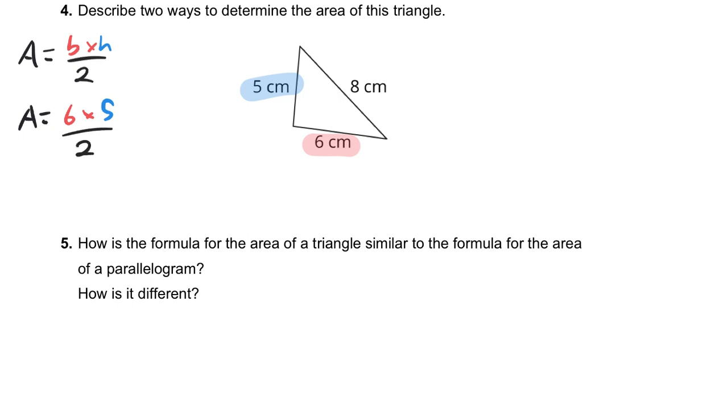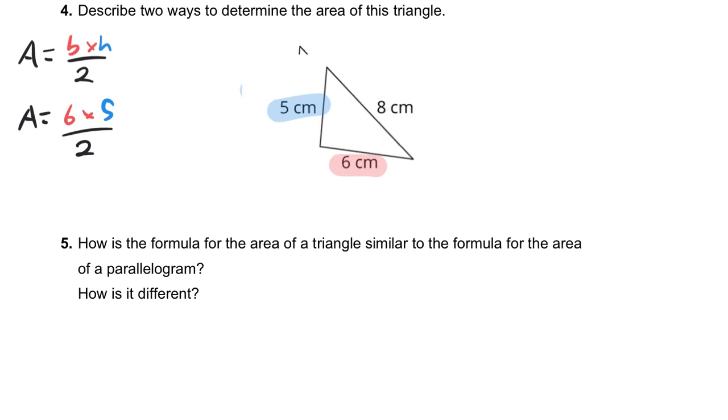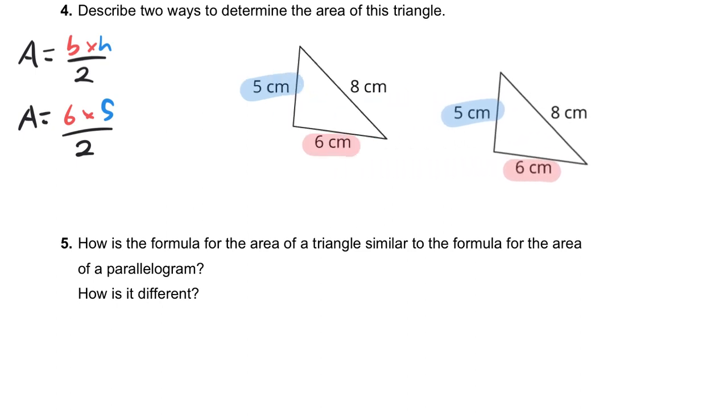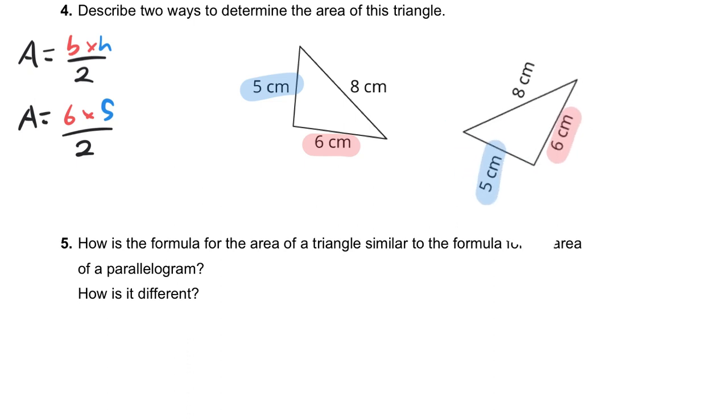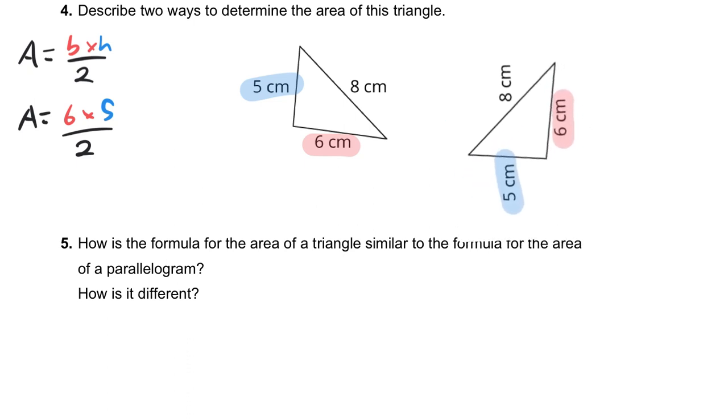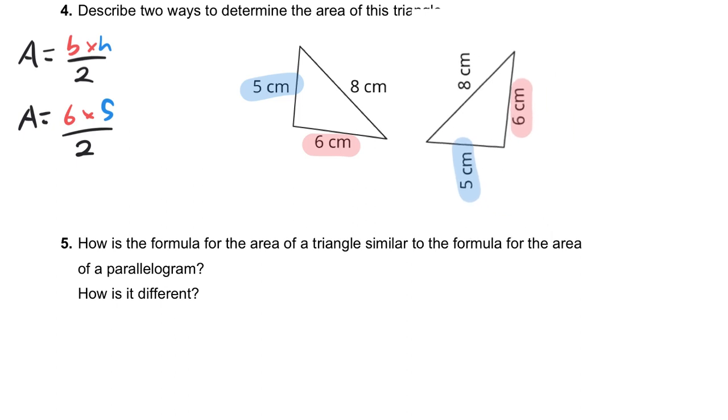So that's one way we could do it, but we could also take this shape and duplicate it, and then turn it so that now 5 is the base, right? Hope you can see this okay. So now the area would be base times height divided by 2. It's the same equation, but now it just looks a little bit different.